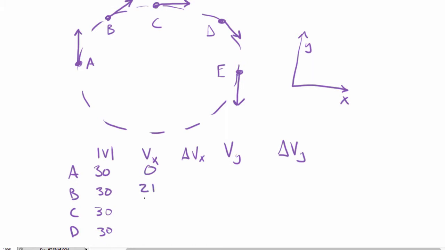Point C, what's the x component of the velocity? 30. Good. All of my motion is in the horizontal direction, so it's 30. And then at point D, again, we're sort of in between. We'll use 21. Okay, so that allows me to write down a delta Vx. I just take the velocity at the next point forward and subtract the point that you're at. So this would be something like plus 21, plus 9, minus 9, all in meters per second.